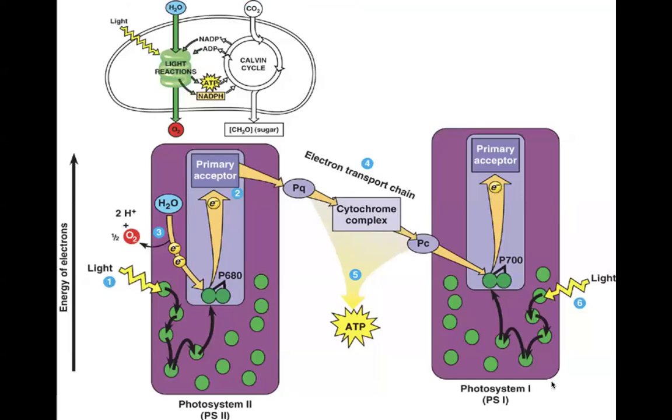When they reach photosystem 1, they are going to be in a lower energy state. This means that they need to be re-energized. Where does that energy come from? It comes from another light photon. So a similar process is going to occur.